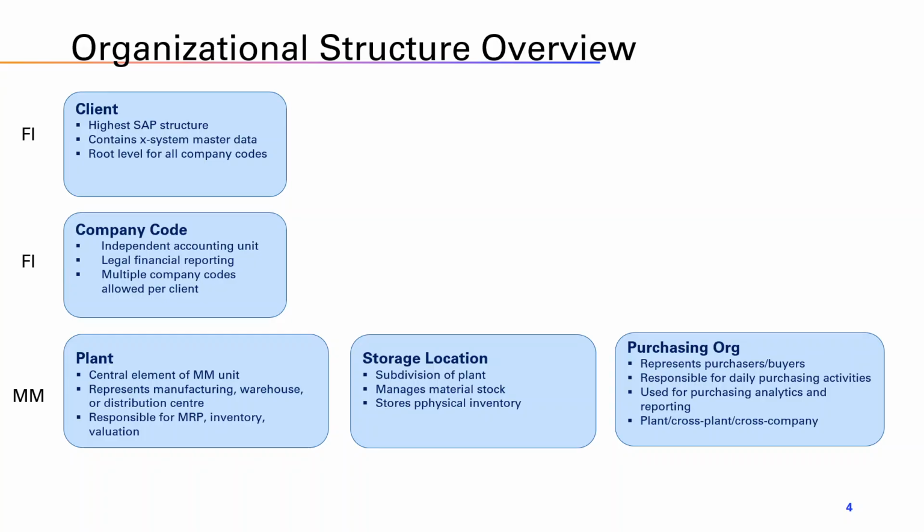Store location is a subdivision of a plant. It tells SAP where exactly the material is stored inside the plant. For example, raw material, finished goods, and scrap can each have different store locations.